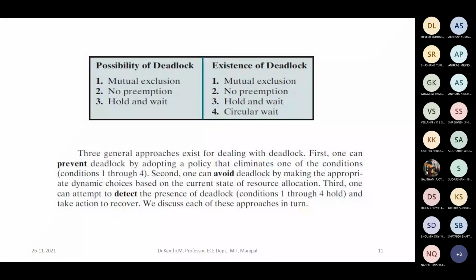So the conditions for the possibility of deadlock are mutual exclusion, no preemption, hold and wait. Okay. So there are three general approaches for dealing with deadlock. One can prevent deadlock by adopting a policy that eliminates one of the conditions: mutual exclusion, no preemption, hold and wait, circular wait. One can avoid deadlock by making appropriate dynamic choices. Okay, so dynamically allocate the resources so that we can avoid deadlocks. I think I have shown this with an example diagram.